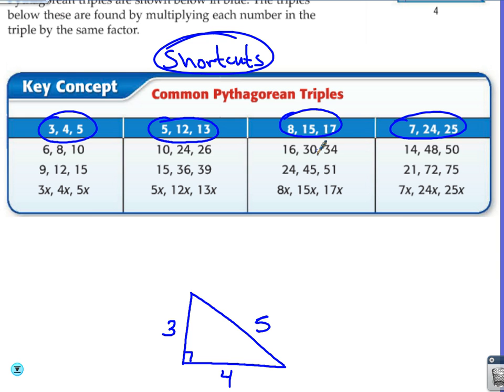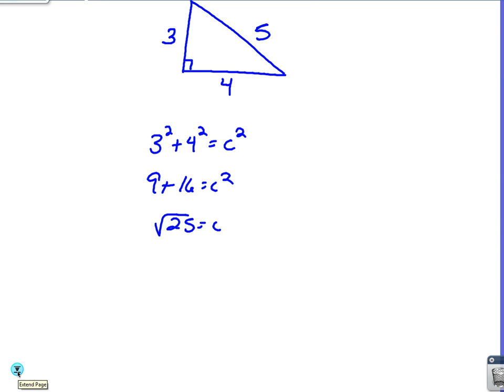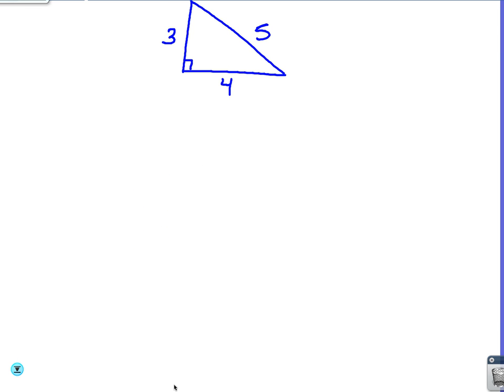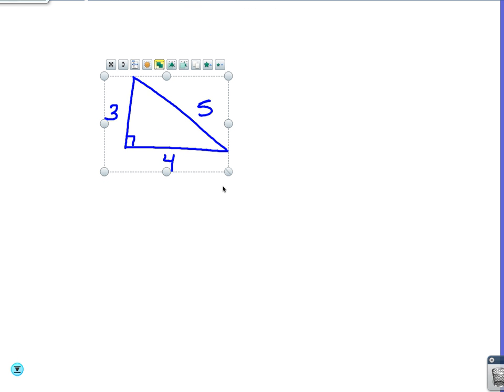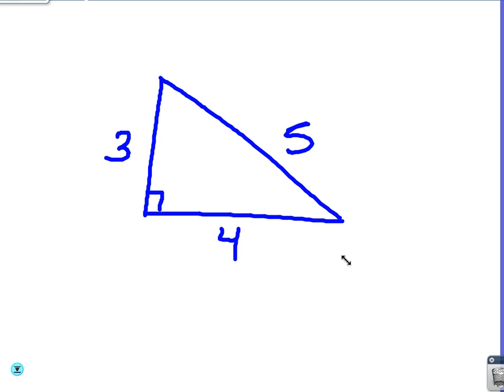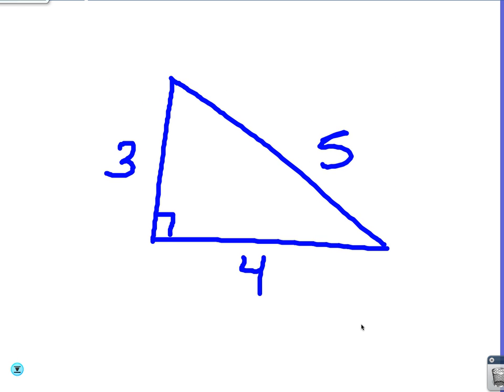Let me show you something, and we're kind of getting ahead of ourselves, but next chapter, we start talking about similar shapes. I've got this 3, 4, 5 right triangle. What if I make this thing twice as big? It's no longer 3, 4, and 5, but if I made this leg twice as big, guess what? It's now 6, it's now 8, and it's now 10.